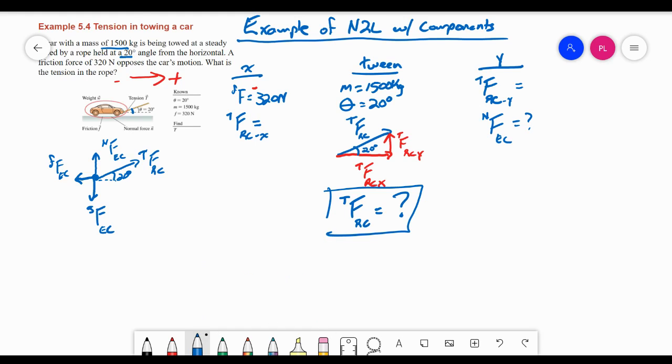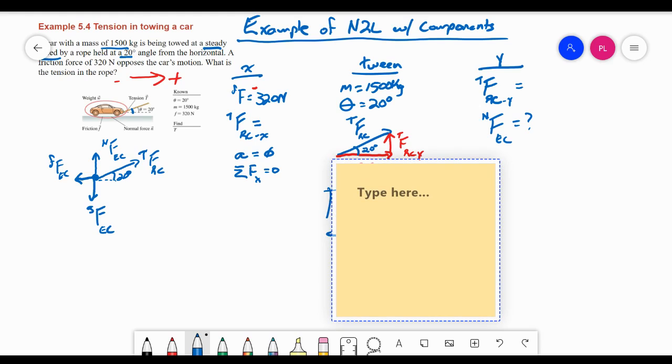Another thing worth noting here in the givens, I wasn't as careful as I should. They say steady speed. So that means that the acceleration is 0, and that means that our total force in the x direction is also 0. So now, when I'm looking at the x direction for this car, I can say, hey, oh, what happened there?